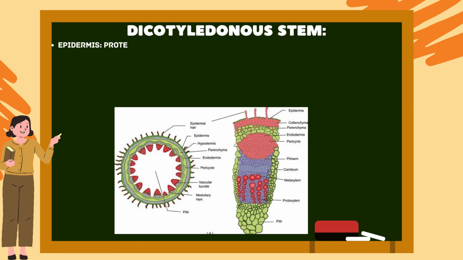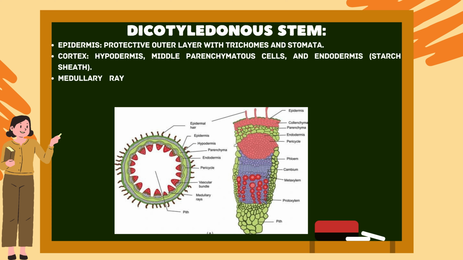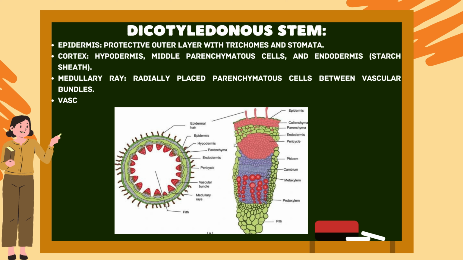Dicotyledonous stem. Epidermis, a protective outer layer with trichomes and stomata. Cortex, hypodermis, middle parenchymatous cells and endodermis. Pericycle, semi-lunar patches of sclerenchyma. Medullary rays, radially placed parenchymatous cells between vascular bundles. Vascular bundles arranged in a ring with a conjoint open bundle and endarch protoxylem. Pith, central portion with parenchymatous cells providing structure, support and storage.